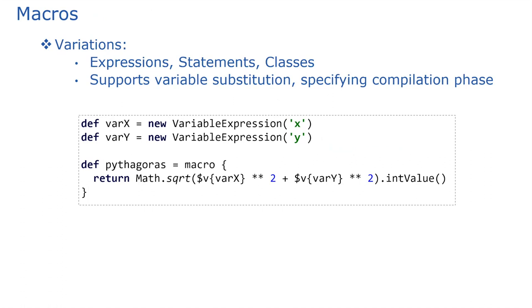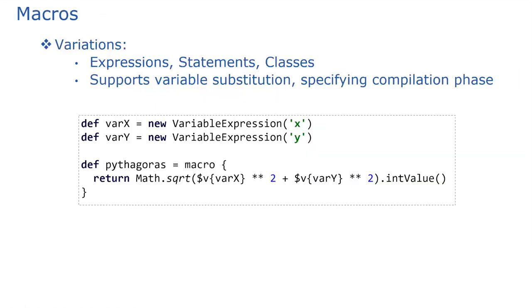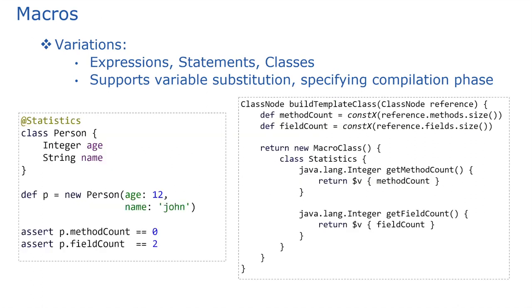There's provision for injecting some stuff you've pre-calculated. So when I've got return new date on this slide here, everything there is going to be generated. But what if part of the expression I've already calculated? So in this case here, I've already calculated the variable expression x, another one y. I'll inject those into the mix by using this special $V syntax here. So it's a very flexible way of writing these AST transforms.